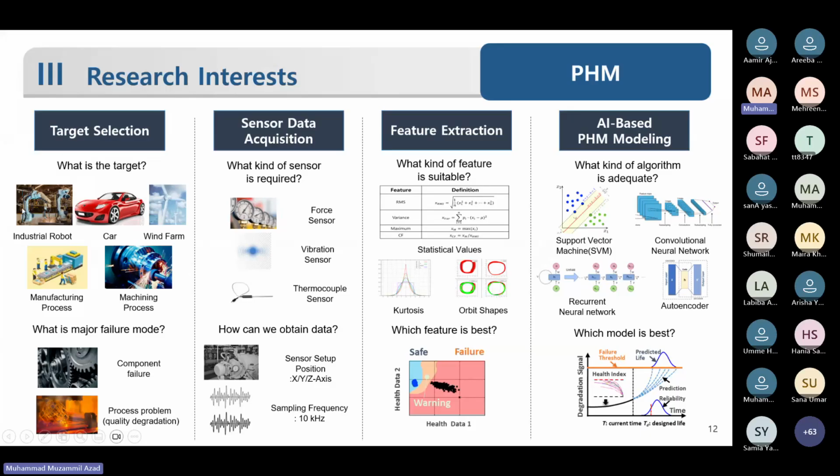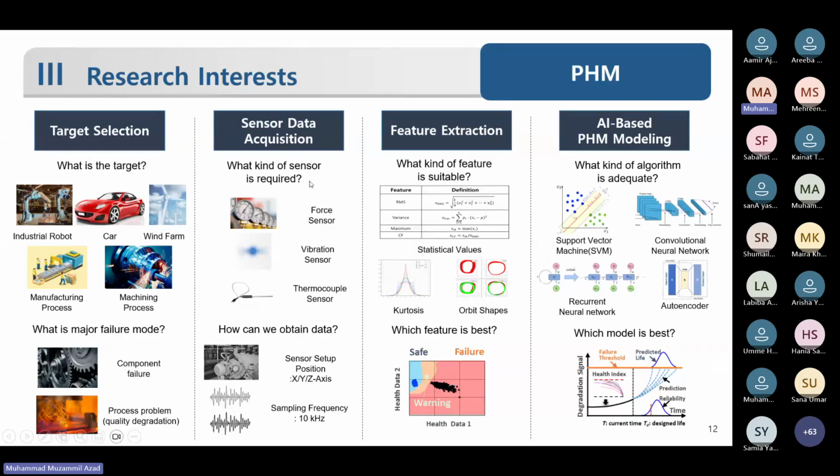So we can have some industrial robots, we can have some car signals, we can have some signals from the wind farm. It has a lot of applications, so we can't name them all here. We will run short of slides. But moving on to the next step, we have the sensor data acquisition.